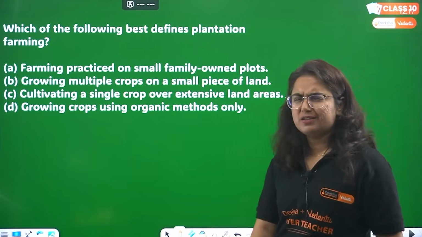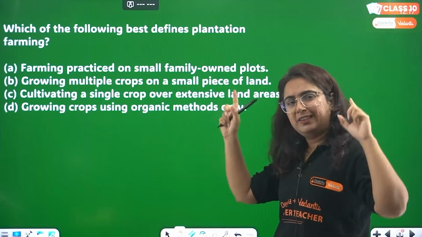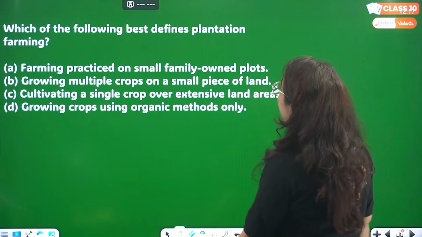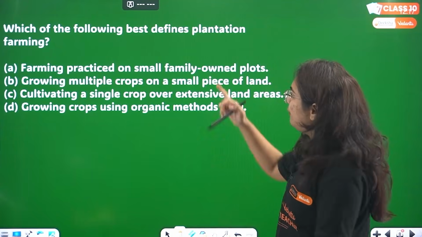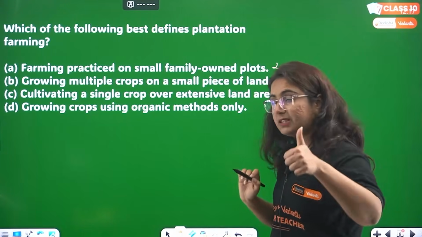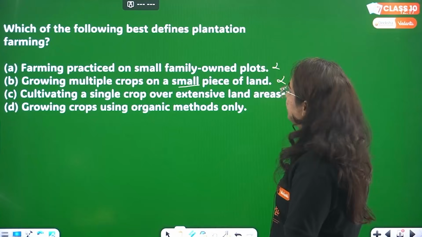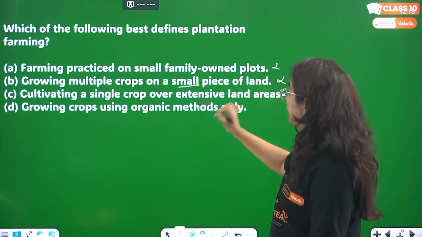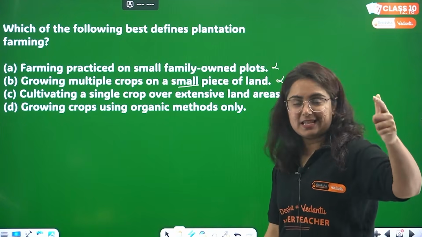Next one. How many questions are there? A lot of questions are there, so that my students go loaded with this chapter's theory as well as the practice questions too. Next, which of the following best defines plantation farming? Farming practiced on small family-owned plots? No, this is primitive subsistence. Growing multiple crops on a small piece of land? Nope. Cultivating a single crop over an extensive land area? Yes, a single crop over an extensive land area.